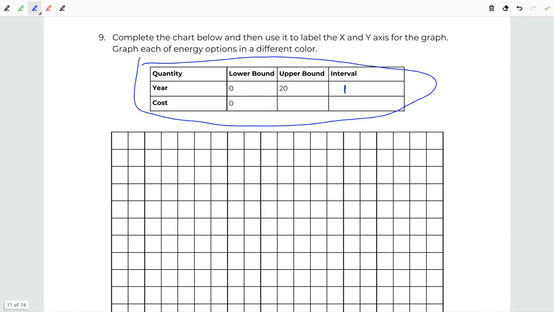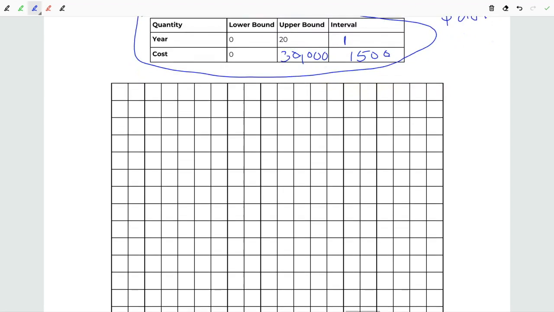Now, $28,000, just write that over here, is not something that you want to divide up into 20 pieces. So we're going to round that up. We can't round it down. We're going to round it up to 30,000, and our interval is going to be 1,500. And now we're going to label our graph.